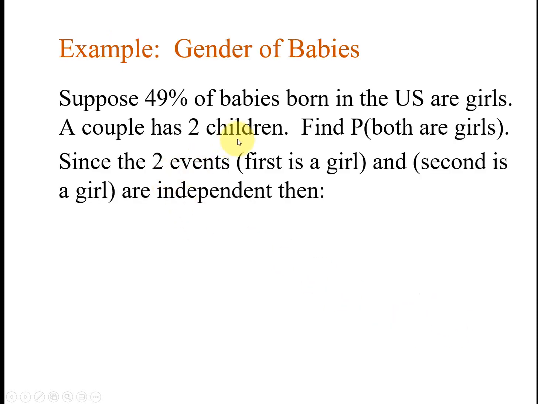Another example, gender of babies. Suppose 49% of babies born in the U.S. are girls. A couple has 2 children. Find the probability that both are girls.